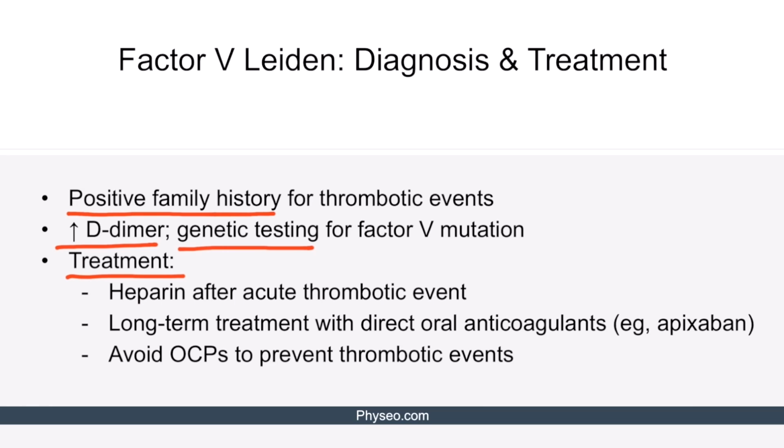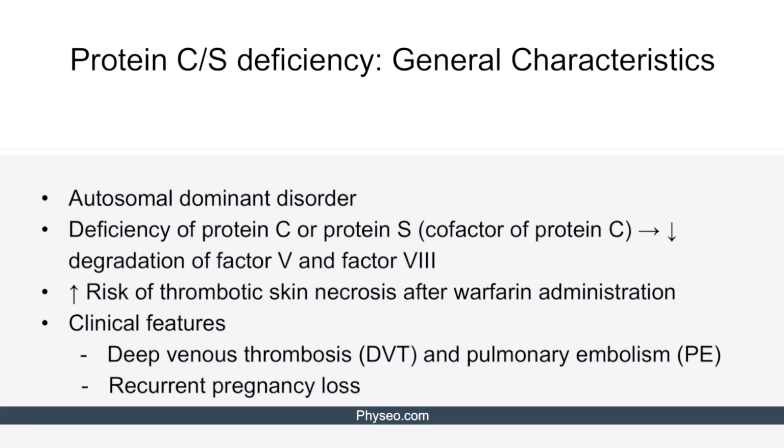Now we'll talk about protein C and S deficiency. Deficiency of either of these 2 proteins is an autosomal dominant disorder. Protein S is a cofactor for protein C. They combine in order to degrade factor V and factor VIII. Deficiency in any of these proteins will cause impaired degradation of factor V and factor VIII. This in turn will cause sustained activation of the coagulation system.